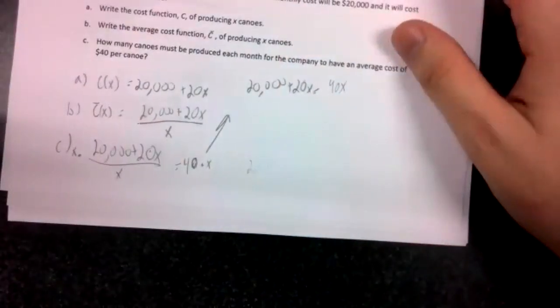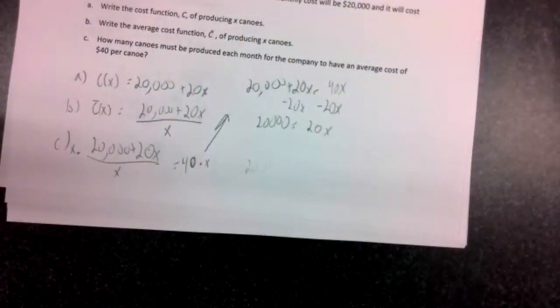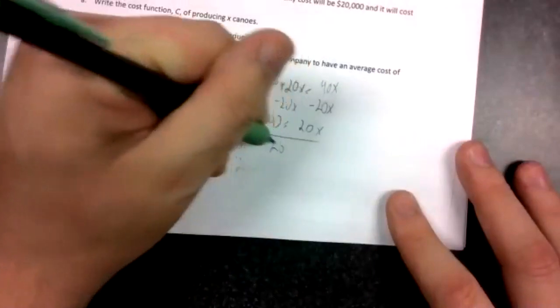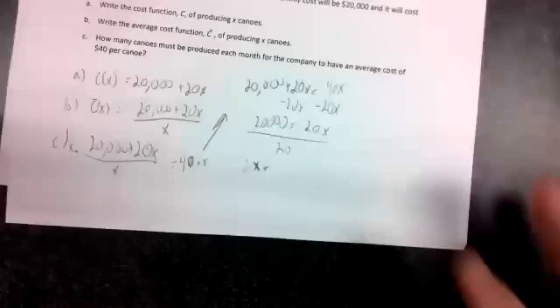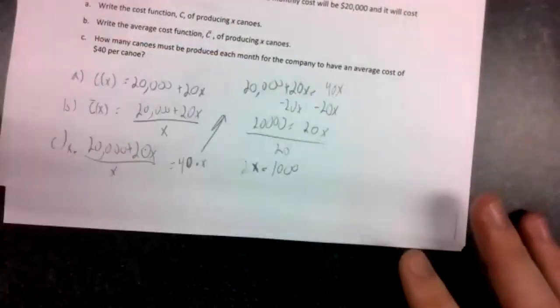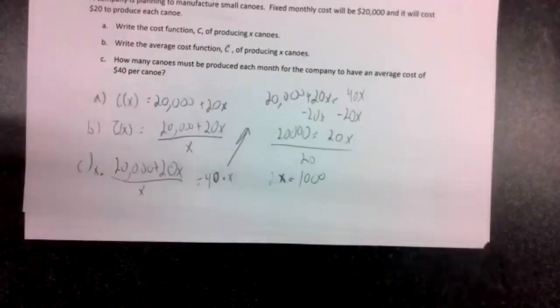Then I'll subtract 20x on both sides. So we have 20,000 is equal to 20x. Divide both sides by 20, and we get x on one side by itself. And on the other side, we get 1,000. So what this is saying is if you build 1,000 canoes that month, then the cost per canoe is going to be $40. All right, so we've covered that one.